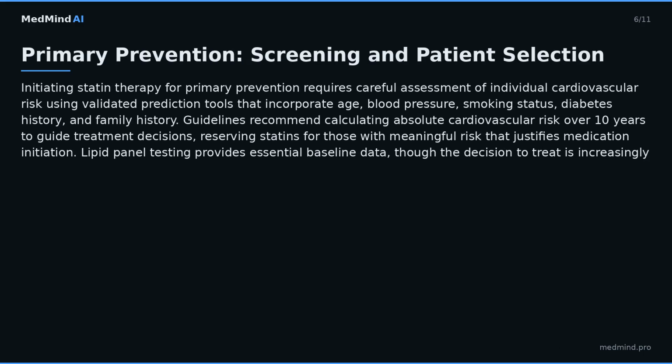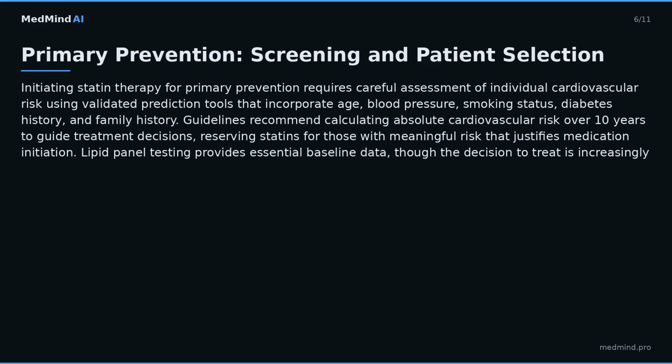Primary prevention, screening and patient selection. Initiating statin therapy for primary prevention requires careful assessment of individual cardiovascular risk using validated prediction tools that incorporate age, blood pressure, smoking status, diabetes history, and family history. Guidelines recommend calculating absolute cardiovascular risk over 10 years to guide treatment decisions, reserving statins for those with meaningful risk that justifies medication initiation. Lipid panel testing provides essential baseline data, though the decision to treat is increasingly based on risk scores rather than cholesterol levels alone.